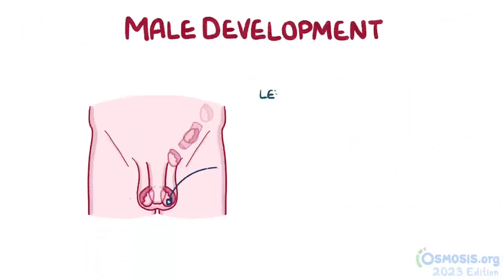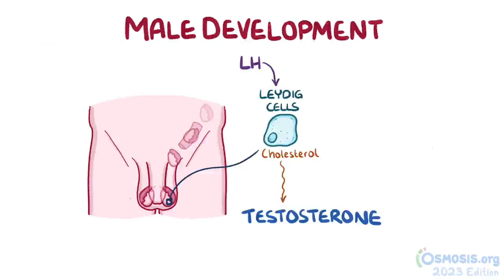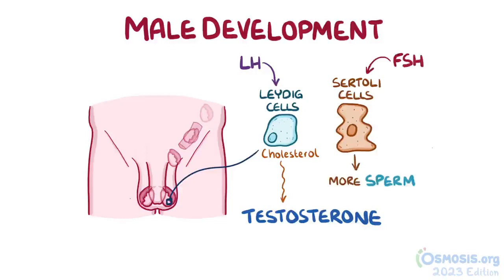Beginning at puberty, the Leydig cells of the testes respond to the luteinizing hormone by converting more cholesterol into testosterone. In addition, the Sertoli cells of the testes respond to follicle-stimulating hormone by producing more sperm.